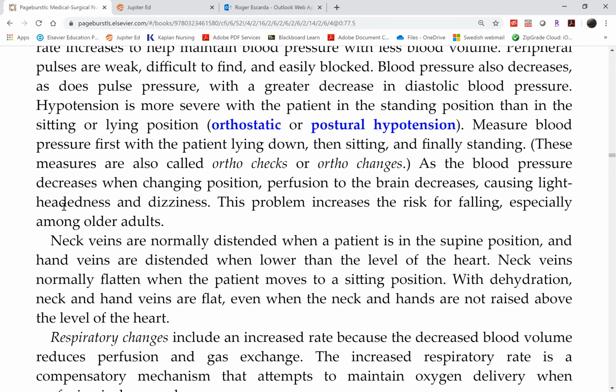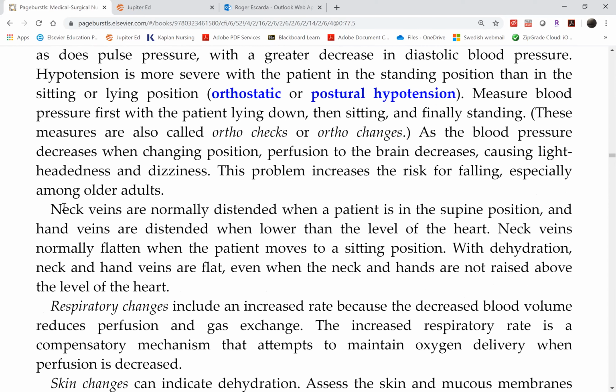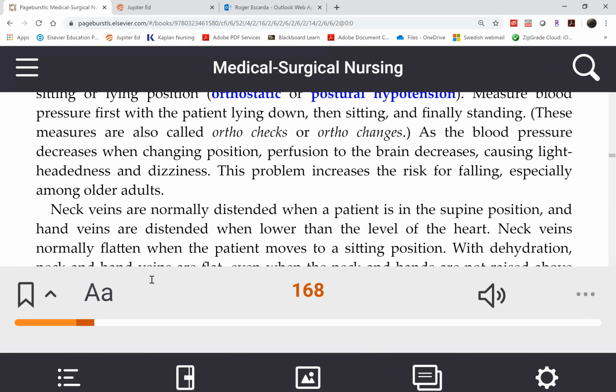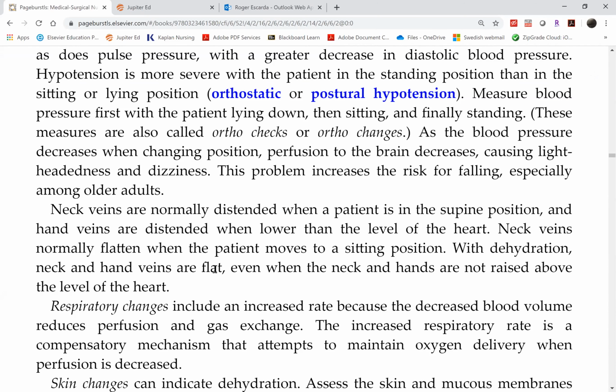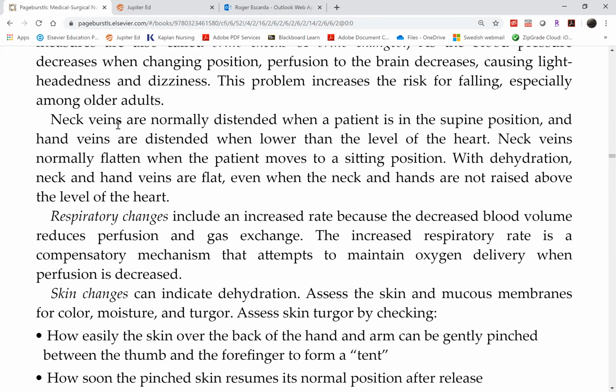Neck veins. What happens to your neck veins when you're in fluid volume deficit? It's flattened. They're sunken. Okay, they're flat. Okay, what about if you are in fluid overload? Distended. So here's flat when you're in dehydration. So here, not only your neck veins, but also your hand veins, okay? They appear flat. It's the same thing whether it's neck or the hand veins.